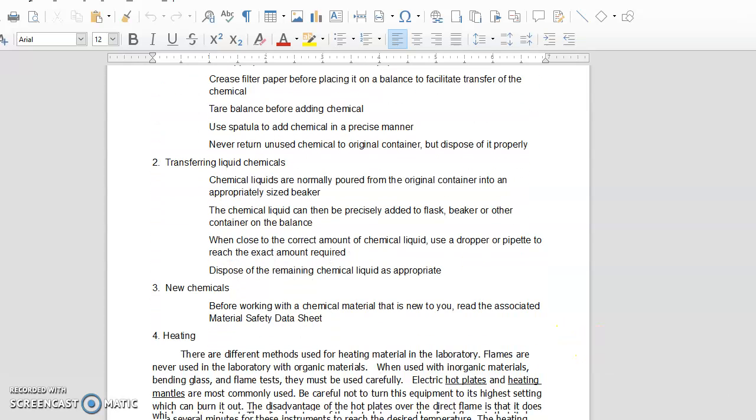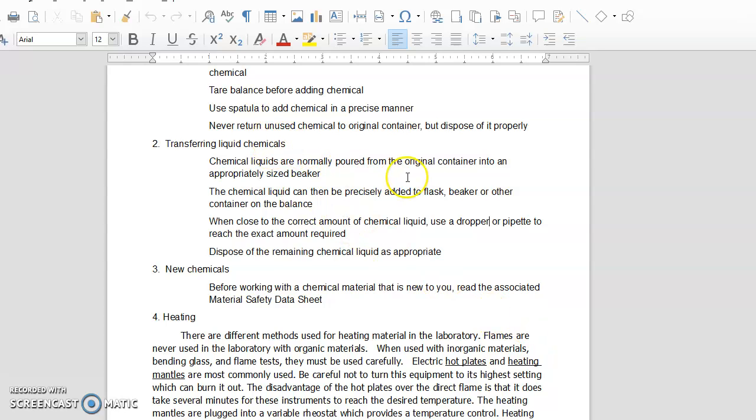In terms of transferring liquids, they're normally poured from the original container into an appropriate sized beaker. Then from that beaker, you put it precisely into a flask or beaker or other container. So the initial beaker just serves as a primary source for the one you're going to be loading it into. When close to the correct amount, use a dropper or pipette to get the exact amount in that one, and dispose of the remaining chemical liquid from that first beaker as appropriate.